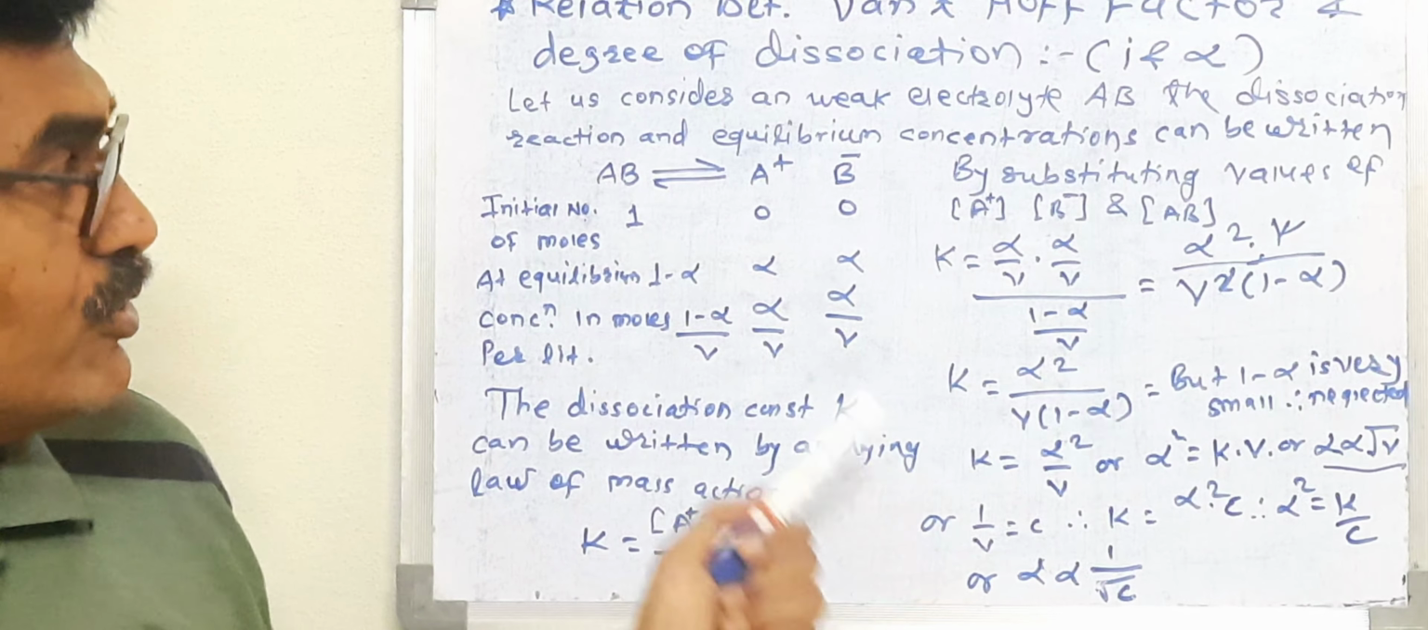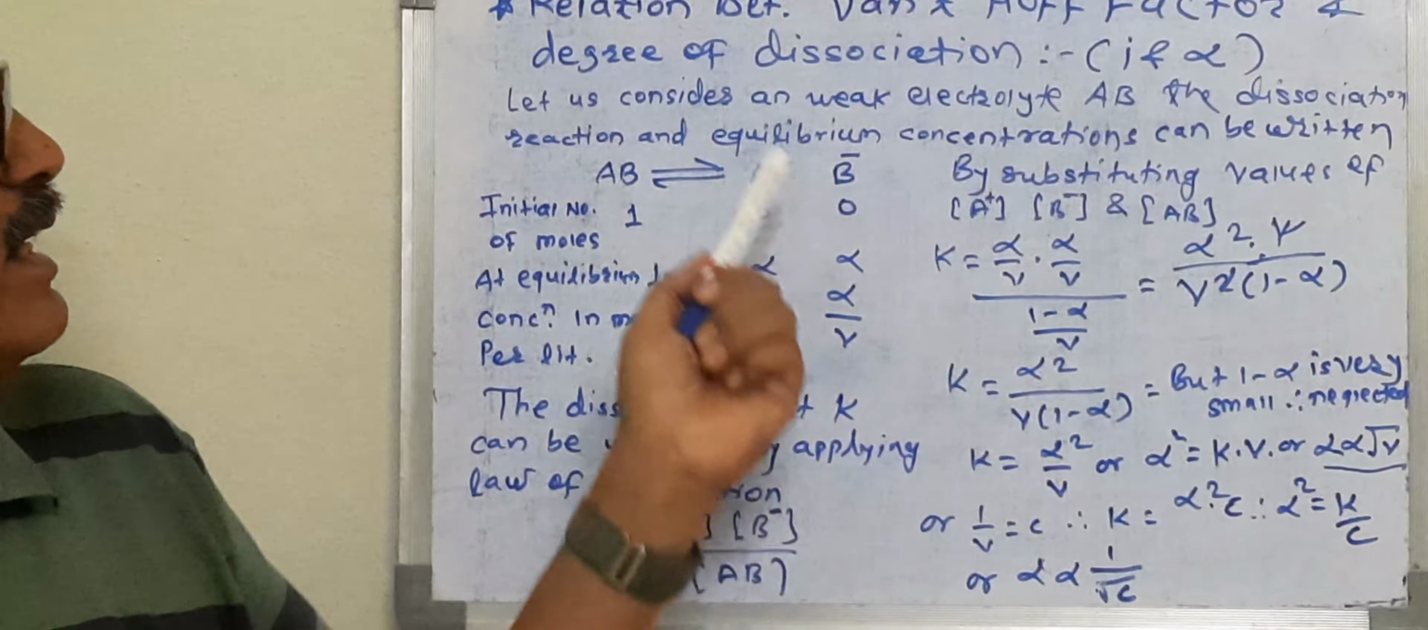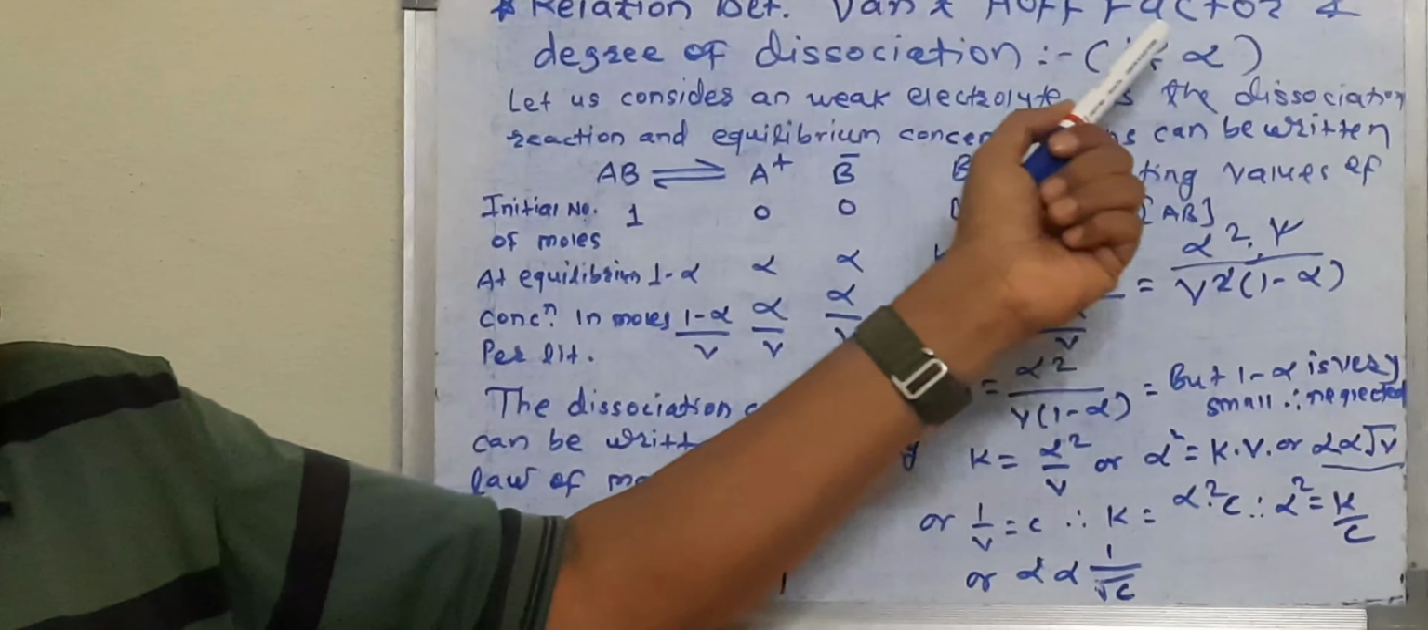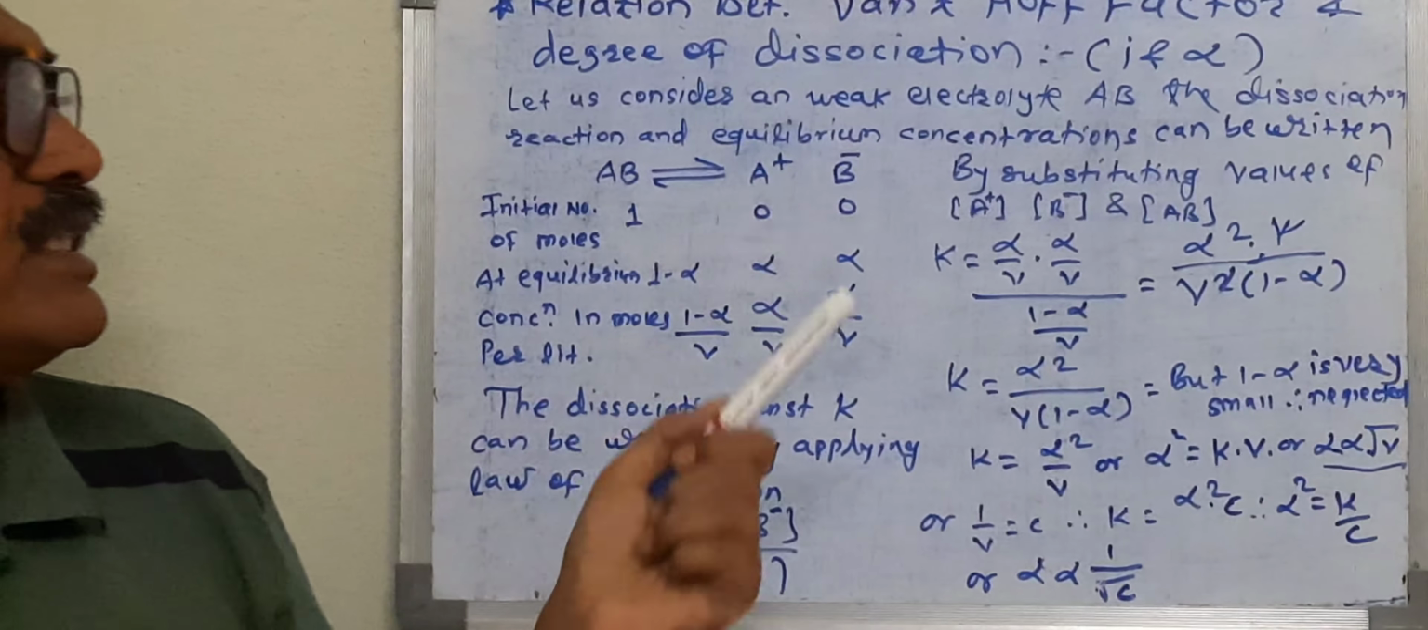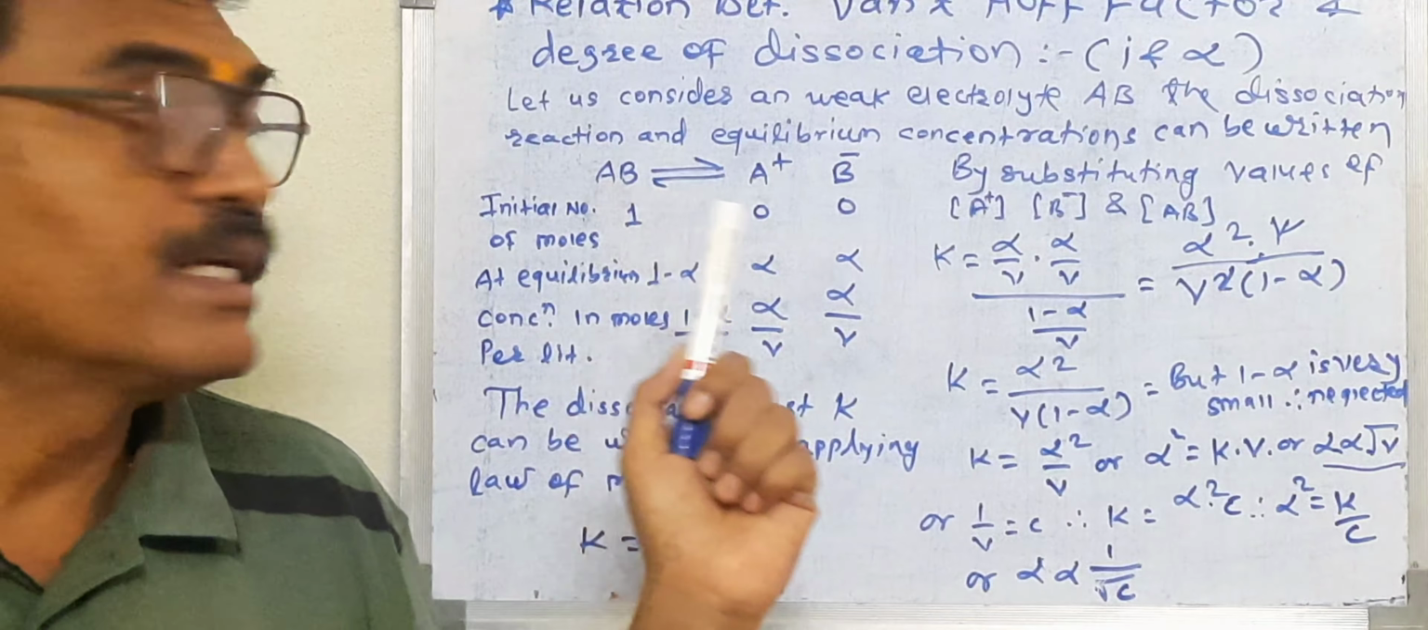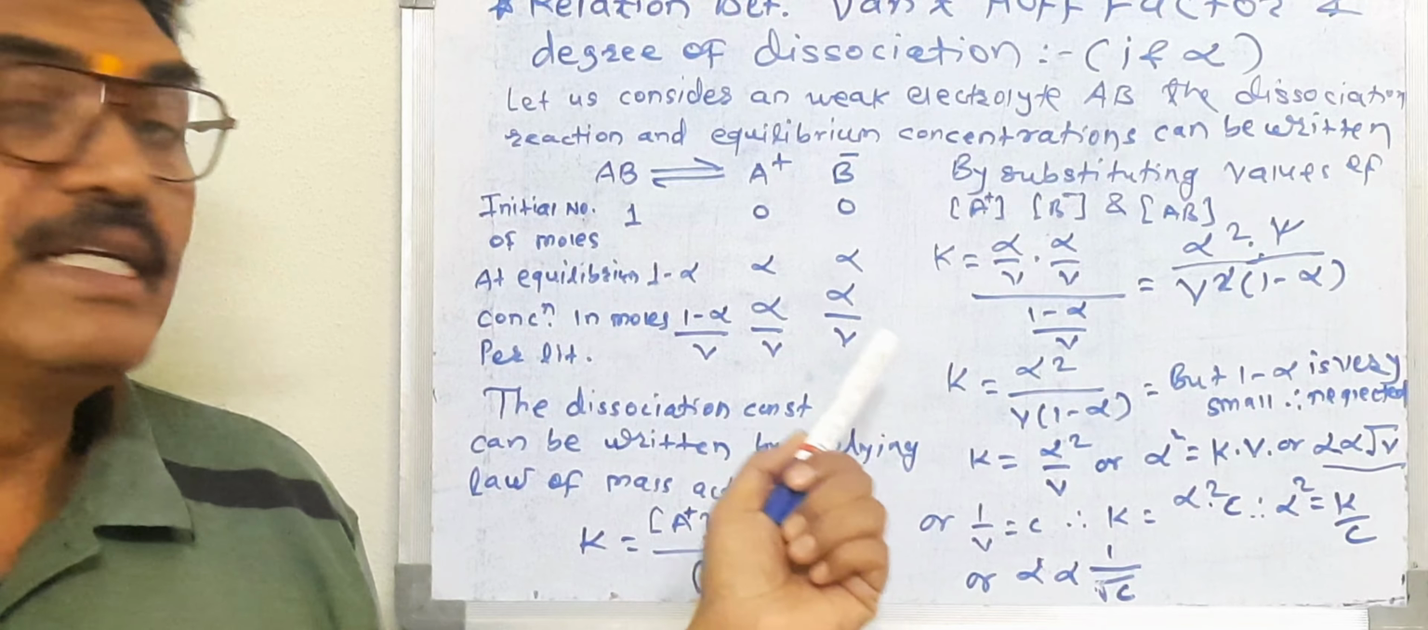So we have to use this aspect while deriving the relation between Van't Hoff factor and the degree of dissociation. That is one of the important derivations we will study in the last video.